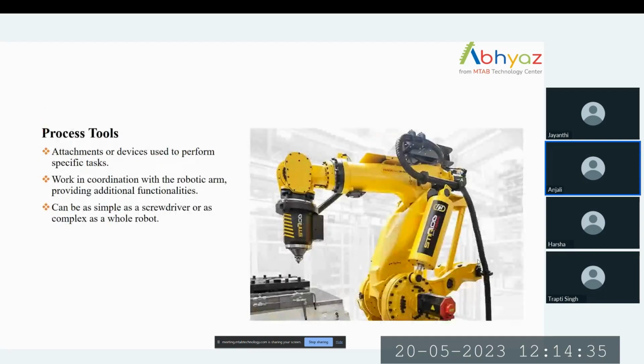The next one is process tools. Process tools in the robot end effector are attachments or devices used to perform a specific task. They work in coordination with the robotic arm and provide additional functionalities to the robot. It can be as simple as a driver, but it can also be as complex as a whole robot. You can see in the figure where it performs work on an object.